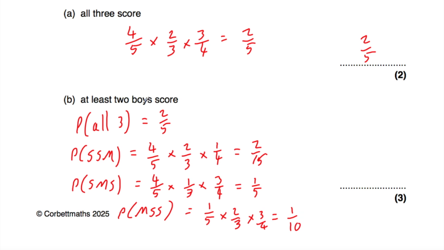So we've now found the probability of all the outcomes that have at least 2 boys scoring. So we've got the probability of score, score, miss, miss, score, score, score, and all 3 scoring. So if we add them together, so 2/5 plus 2/15 plus 1/5 plus 1/10, we'll find the probability of at least 2 boys scoring. So let's do that. And the answer is 5/6. So 5/6, so the probability of at least 2 boys scoring would be 5/6, and that's it.